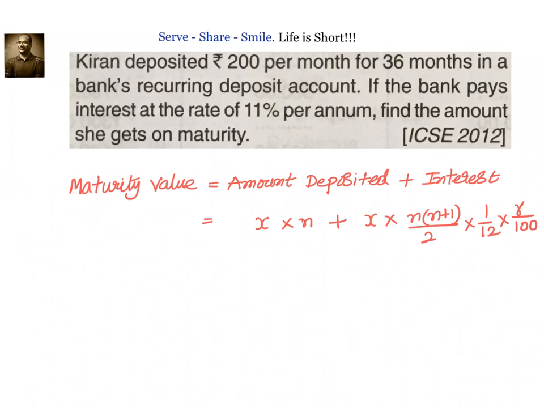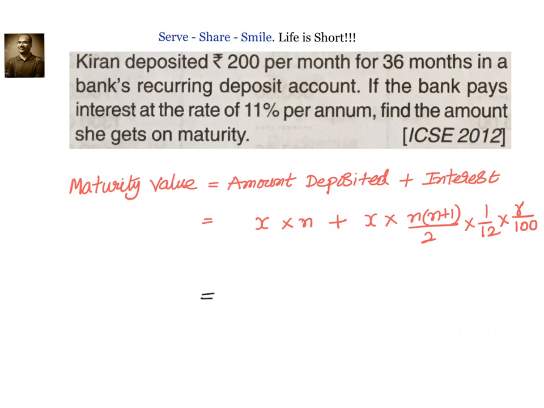Kiran deposited 200 rupees per month for 36 months in a bank's recurring deposit account. If the bank pays interest at the rate of 11% per annum, find the amount she gets on maturity. Now, whatever the formula we have, let's understand what each term is. X is the amount deposited per month. N is the number of months it is deposited. And R is the rate of interest. That should be okay to solve this problem. So let's go ahead and substitute.